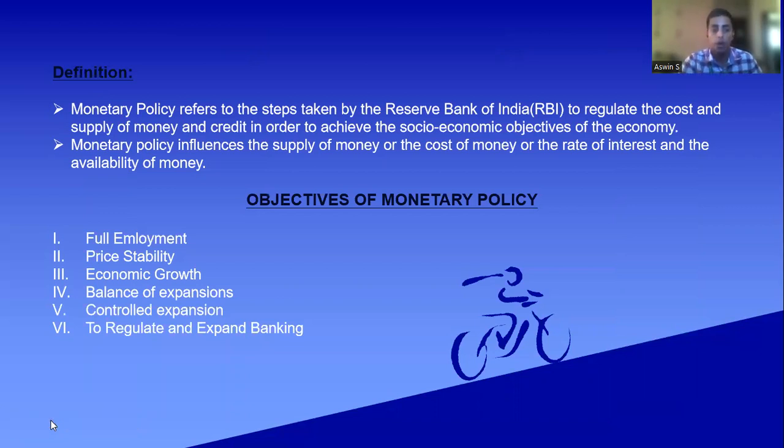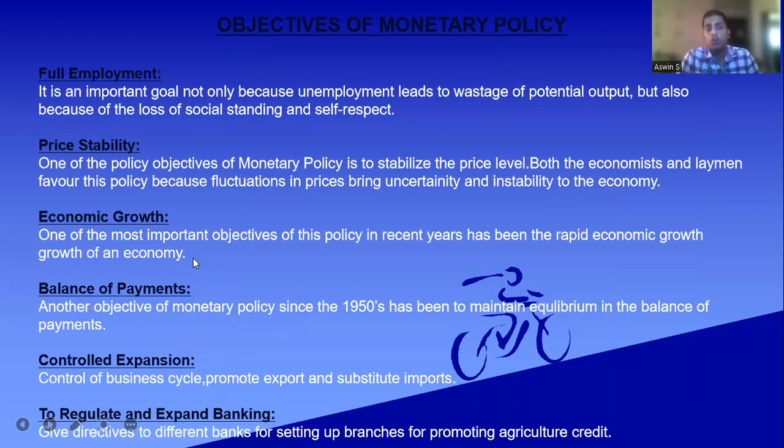We will see one by one. The full employment. It is an important goal not only because unemployment leads to the wastage of potential output, but also because of the loss of social standing and self-respect. The price stability. One of the policy objectives of monetary policy is to stabilize the price level. Both the economists and the laymen favor this policy because fluctuations in the prices bring uncertainty and instability to the economy. The economic growth. One of the most important objectives of this policy in recent years has been the rapid economic growth of an economy.